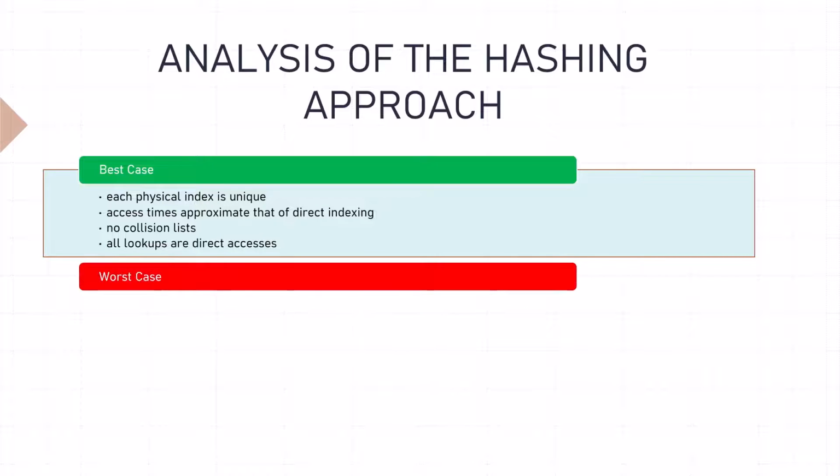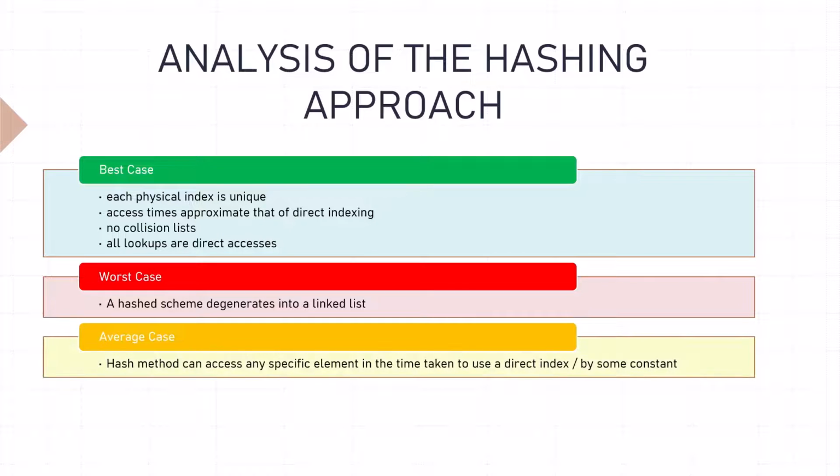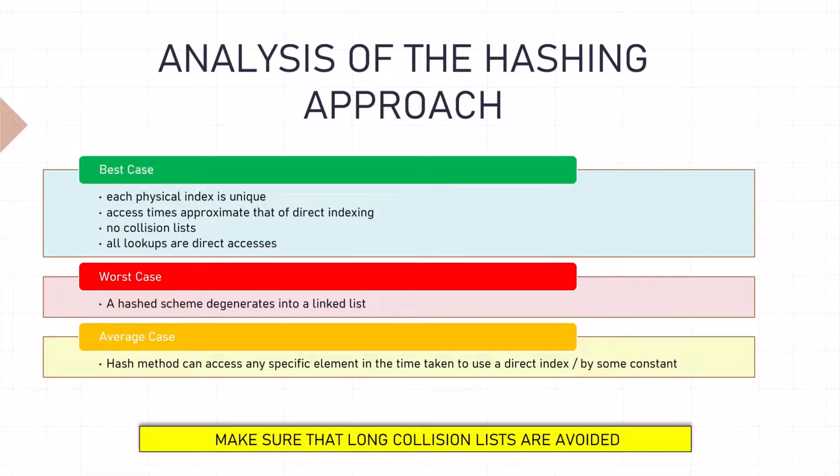The worst case would be if our hashing method or hashing scheme degenerated into a linked list, and this would happen if all logical locations mapped onto the same physical location. Again, this is very rare. The average case would be if the hash method could access any specific element in the time taken to use a direct index divided by some constant, for us that is 10, and the average case is the one that happens most commonly, right? Important to remember that when we use hashing, we need to avoid long collision lists.